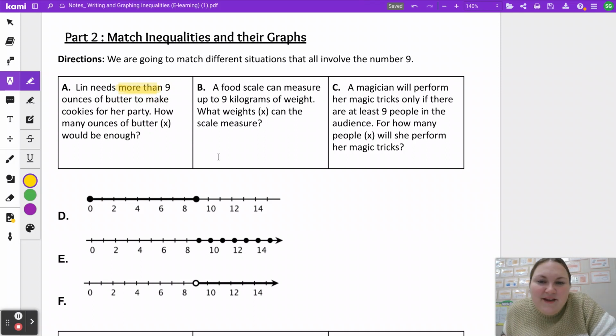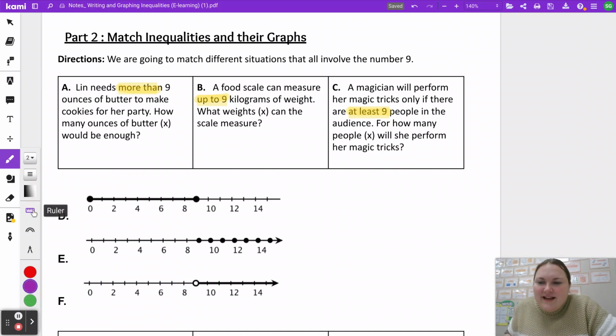In B, we have a food scale can measure up to 9 kilograms of weight. That phrase up to 9 is going to be how we figure out our inequality sign. And then for C, we've got a magician will perform her magic trick only if there are at least 9 people in the audience. That phrase at least 9 people, again, is how we're going to figure out our inequality.